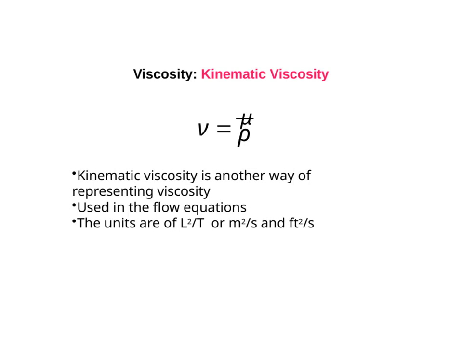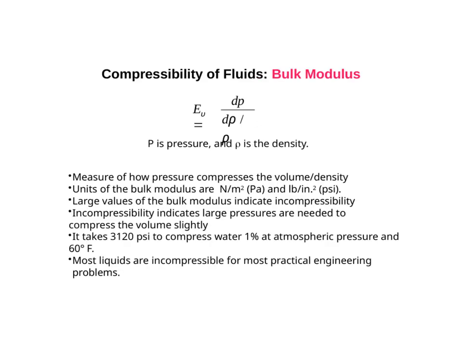Kinematic viscosity is just another way to look at viscosity, especially when we're dealing with flow equations. Instead of the usual units, it's measured in terms of area over time, like meters squared per second, or feet squared per second. It's basically the ratio of dynamic viscosity to density, giving us a sense of how a fluid flows under gravity or other forces. This concept helps us understand fluid behavior in a more practical way for engineering and physics.